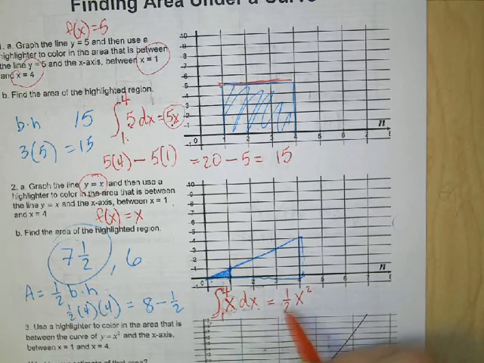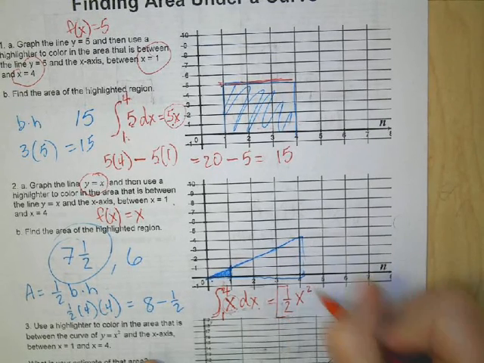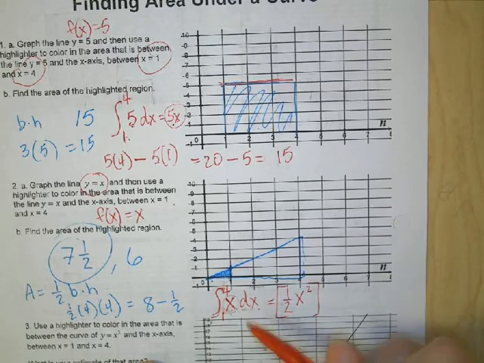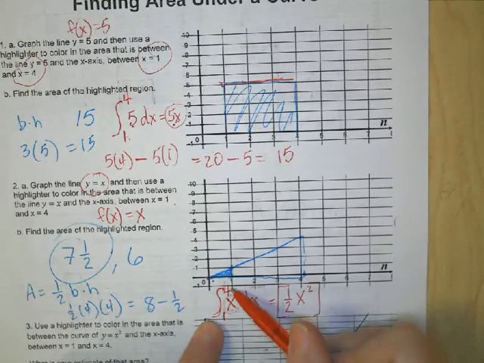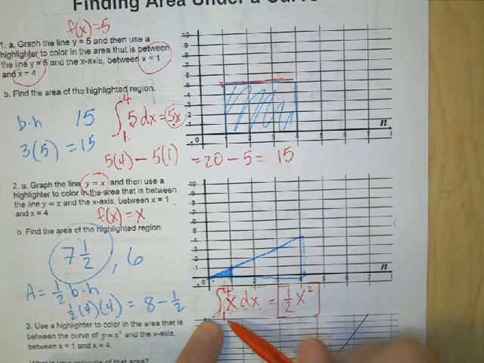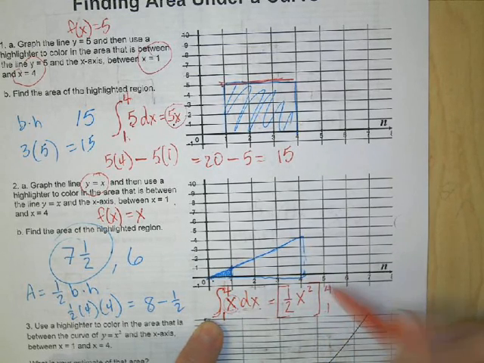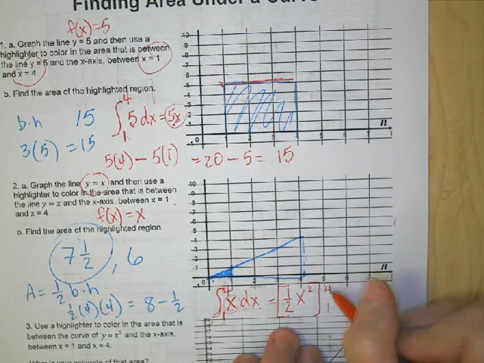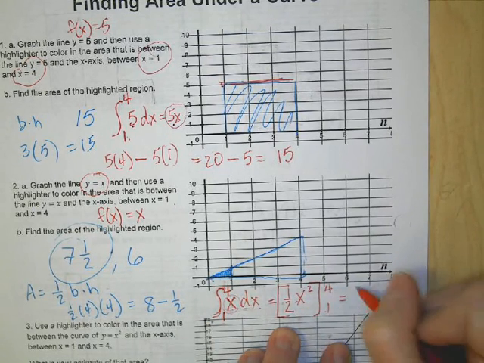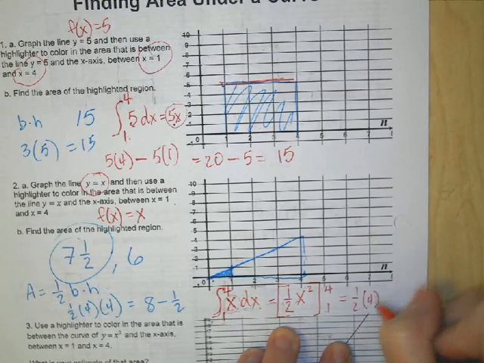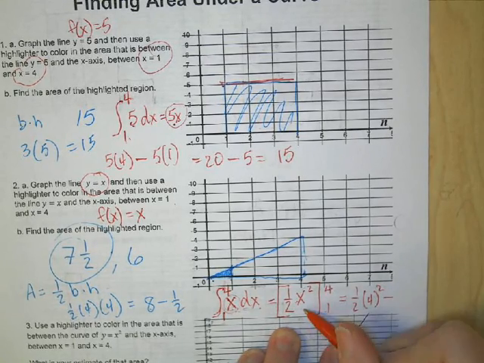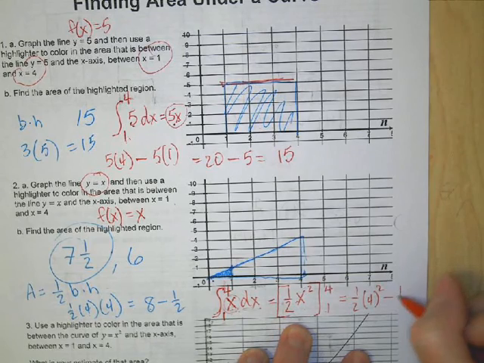It's 1/2 x squared. Now we have to evaluate it for the x values from 1 to 4. This is the notation: we're going to start at 1, and we're going to end at 4. The way we do that is we figure out what the area is at the end, when x is 4, so 1/2 times 4 squared, and we subtract off the area at the beginning, so 1/2 times 1 squared.